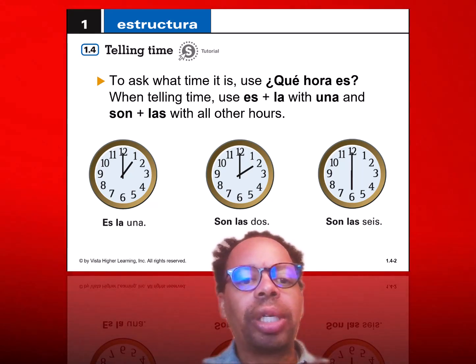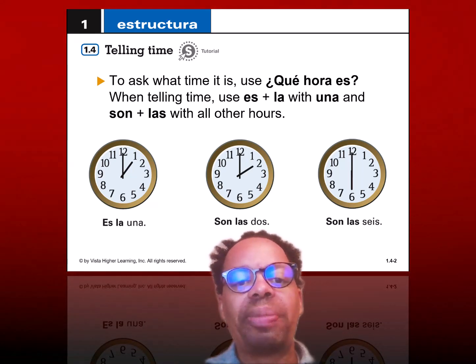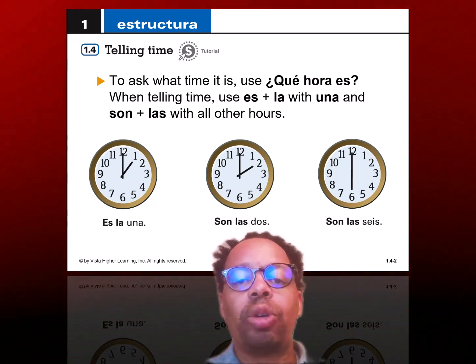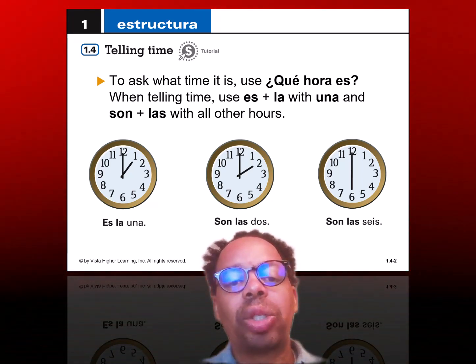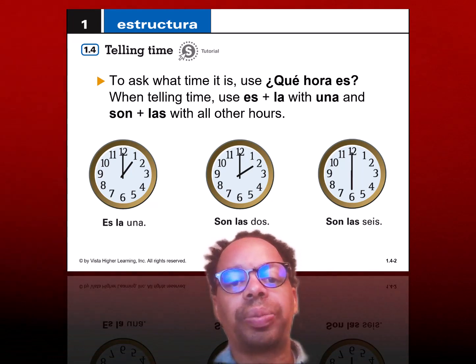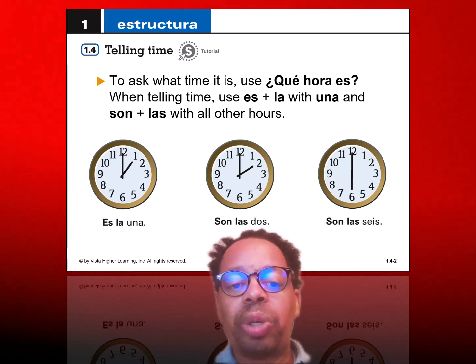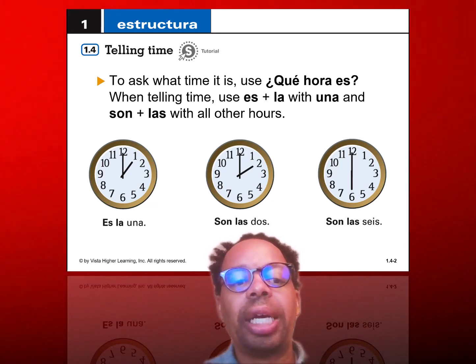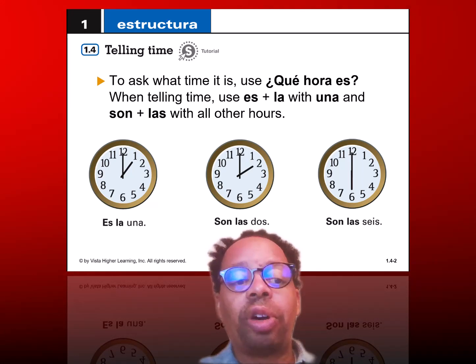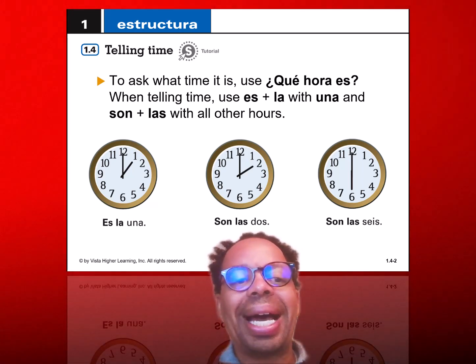So again, we're using the singular form of ser, es, and the plural form of ser, son. Those are the only two forms we're using with this. Be sure that if you use es, you must use a singular article, no? Es la una. And with all the others, because all the other numbers are plural, 2, 3, 4, 5, 6, 7, 8, 9, 10, 11, 12, we're going to use a plural form of that verb, son, followed by a plural form of the article las, no?